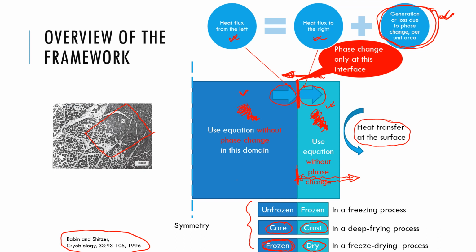And the same kind of idea can be applied for frying with more physics details, or freeze drying and so on. So this problem is also called a Stefan problem. It's a very well-known problem in heat transfer literature, existed for many years. But this is the qualitative understanding, or the overview of the idea.